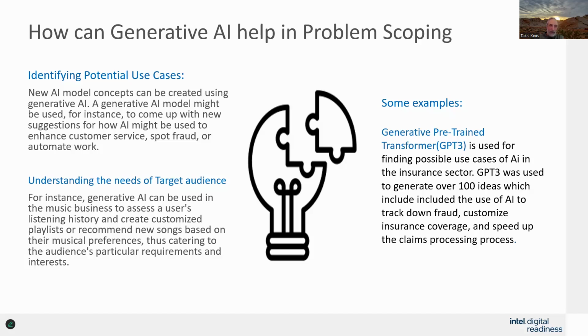But look at that very first sentence in that first paragraph. It says new AI model concepts can be created using generative AI. So, hey, ChatGPT, what new model can we come up with? I know that sounds really dumb, but hey, why not? This is why we have these tools. It's kind of a self-perpetuating thing, but it's not a bad idea.